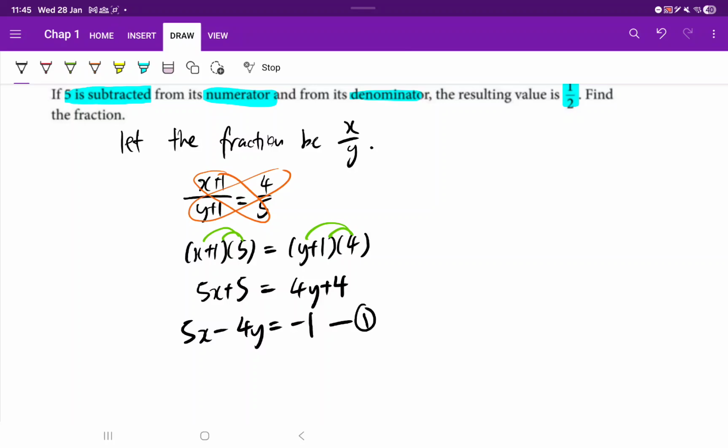I hope you all know why I do this. I didn't make x or y the subject of formula because I am trying to solve by, what do you all think I'm trying to use? Elimination or substitution? Elimination. If I wanted to solve by sub, I will make x or y the subject of formula. Make sense? But I choose to leave it as 5x and 4y.